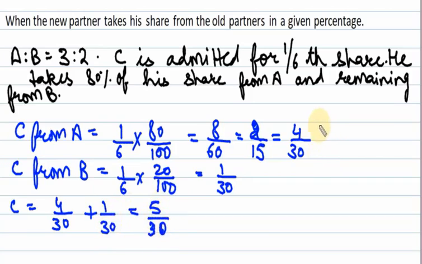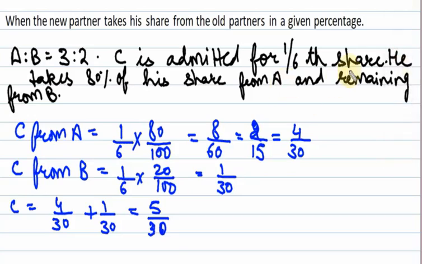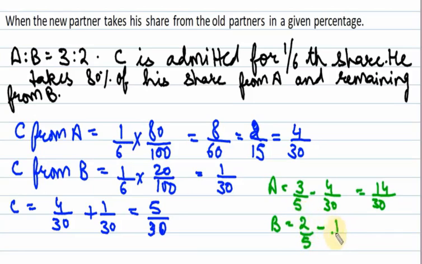Now the share of A and B. A's will be 3/5 minus 4/30, that is 14/30. B's will be 2/5 minus 1/30, that is 11/30. So A is to B is to C will be 14 is to 11 is to 5.